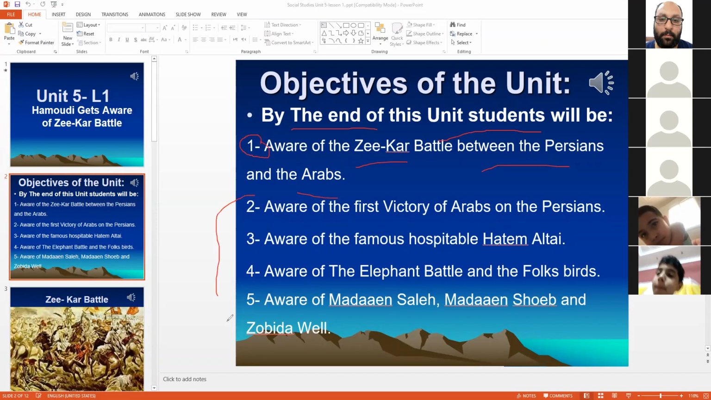The other 4 objectives will be for the next 4 lessons. Yes, Muaz. Could you please send this recording on WhatsApp? Inshallah.